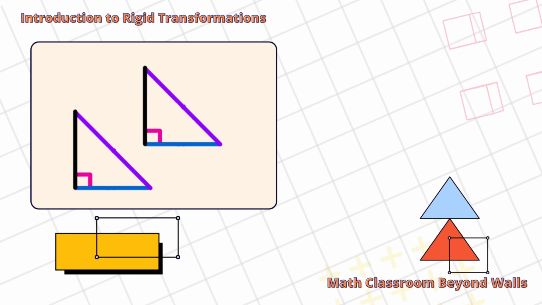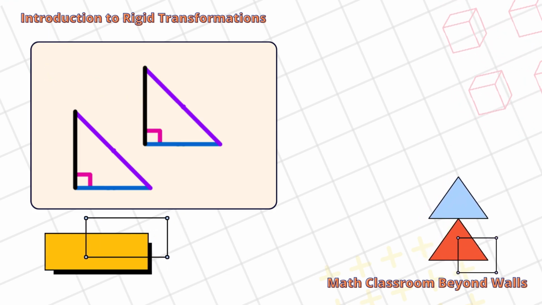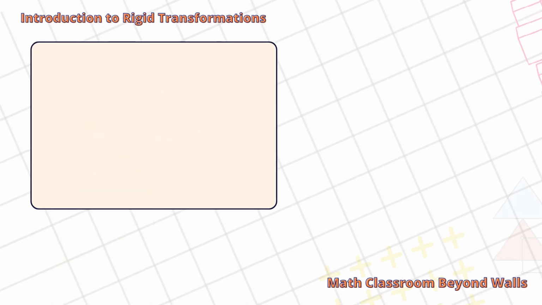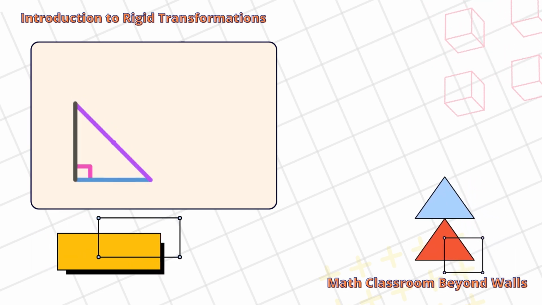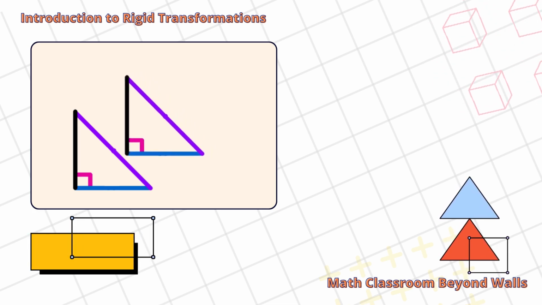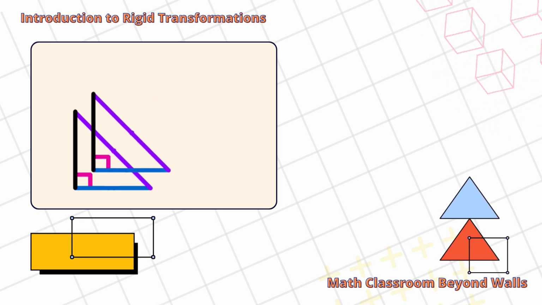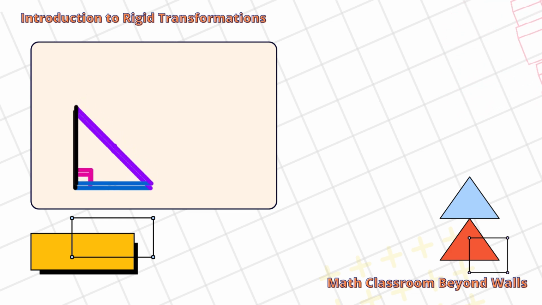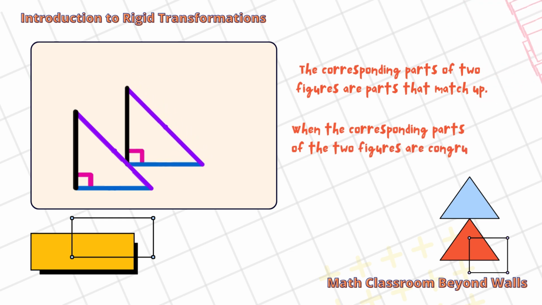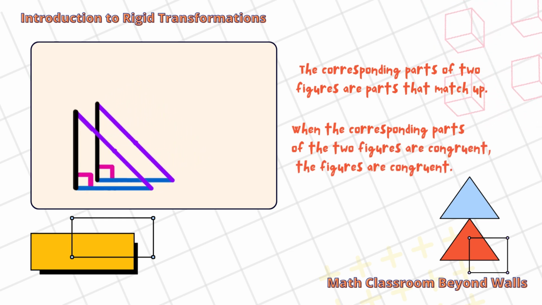Now, how do we know if the two figures are congruent? First, you have to check if the corresponding parts match up. How do we do this? Put a figure on top of the other. If it fits perfectly onto the other figure, the matching sides and angles are the corresponding parts of the two figures. When the sides and the angles match up, the corresponding parts of the two figures are congruent. This could be points, sides, or angles. And when the corresponding parts are congruent, the figures are congruent.